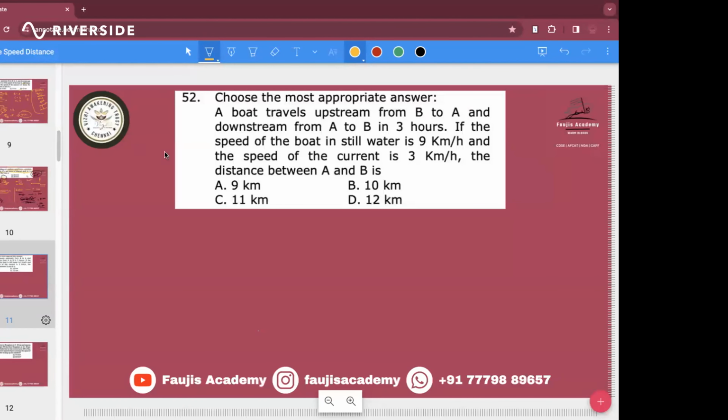Yes, guys. A boat travels upstream from B to A. Upstream is what? The stream is flowing in this direction, your boat is here, and the boat is traveling in this direction. This is called upstream. The boat travels upstream from B to A and downstream from A to B.